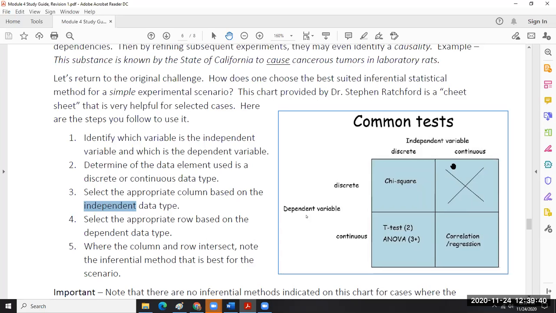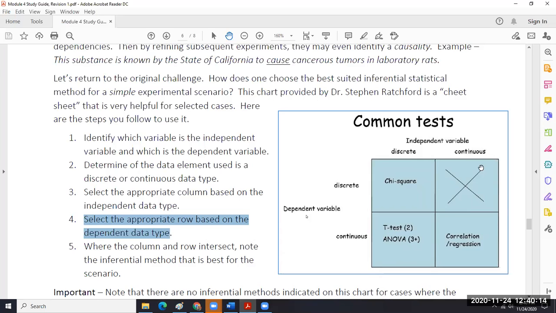Stuff like that. So once you have that variable and you figure out which one is dependent or independent and then what type it is, just start with the independent variable and go to which column. The right one if it's continuous, the left one if it's discrete, right? So select the appropriate column and then select the appropriate row based on the data type of the dependent. So that's when you come to the row. You come over to this side now and you say, okay, it was discrete and now it's going to be the dependent variable is continuous or the dependent variable is discrete.